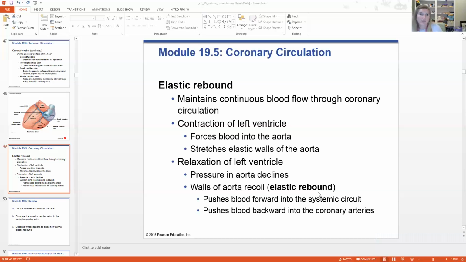Let's go back to screen share. And that's what that idea of elastic rebound is all about. It's this idea that the walls of the aorta can kind of recoil after that contraction to allow for that blood to flow back into the coronary circulation.